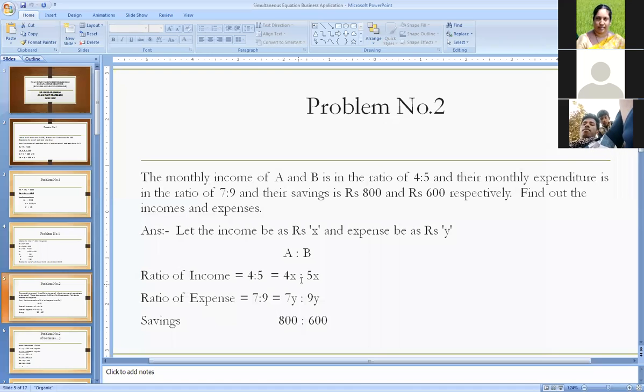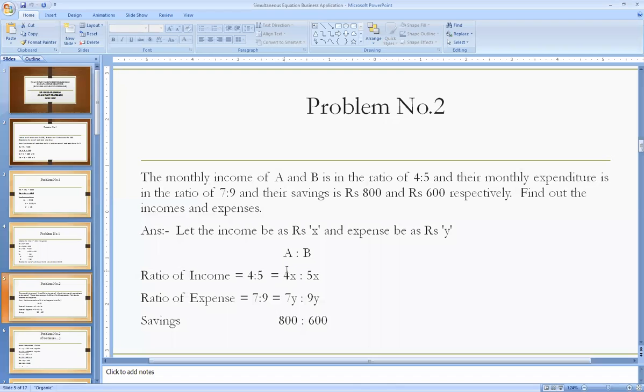So we know that the income ratio is already given for A and B. The ratio of income 4:5 means that if we take the assumption with x, this 4 ratio will become 4x, and 5 ratio is going to become 5x. In the same manner, the expenditure ratio given in the question is 7:9, so with the assumption of y, it becomes 7y is to 9y. The savings is 800 is to 600, meaning person A's savings is 800, and person B's savings is 600. So this is the given information in the question.